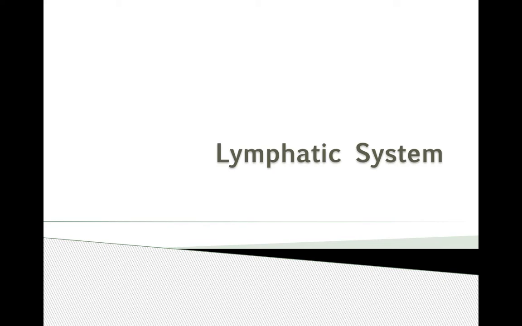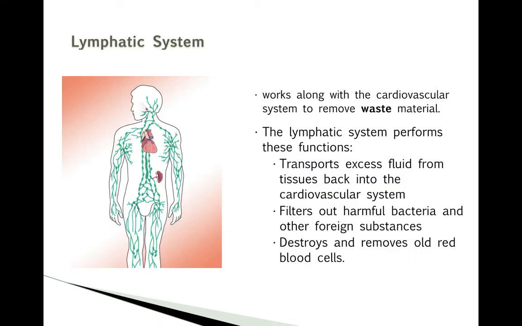All right, so to start, what in the world is a lymphatic system? It is a system that works along with your cardiovascular system to remove different waste. The lymphatic system performs several different functions. The most known or most important functions would be that it transports excess fluid from tissues back into the cardiovascular system. It filters out harmful bacteria and other foreign substances. So it tries to get rid of all of that bacteria that may cause illnesses or may make you feel sick, may cause a common cold, whatever it may be. It also destroys and removes old red blood cells.